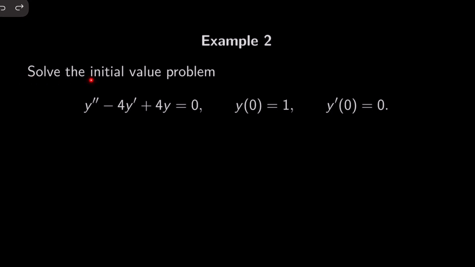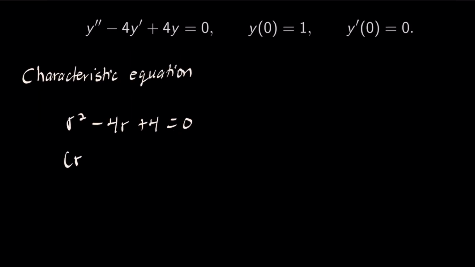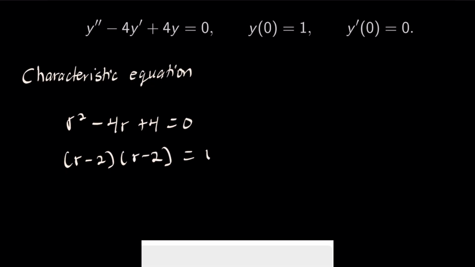Example 2. Solve the IVP y'' - 4y' + 4y = 0 with the initial conditions y(0) = 1 and y'(0) = 0. Our first step is to form the characteristic equation, so we have r^2 - 4r + 4 = 0. Factorizing this equation gives (r - 2)(r - 2) = 0. And so we have r = 2, and so the roots are repeating.